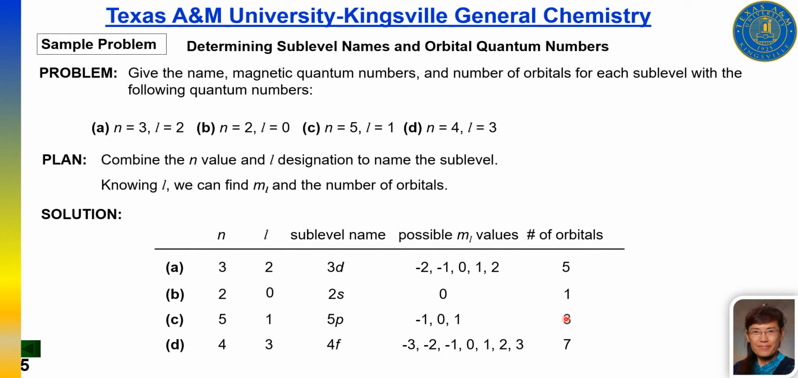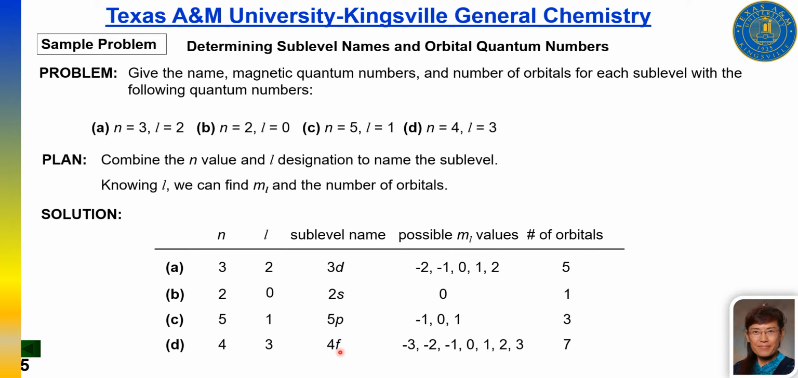The last one, question D. If your n is 4, your L is 3. L is 3, you call it F orbital. You put 4 in front of F. 4F orbitals, yes. So your L is 3.